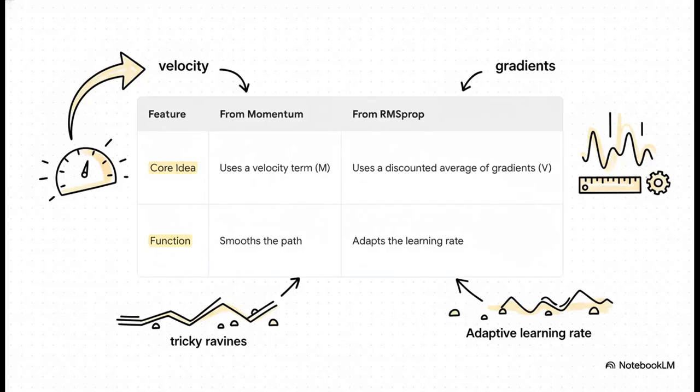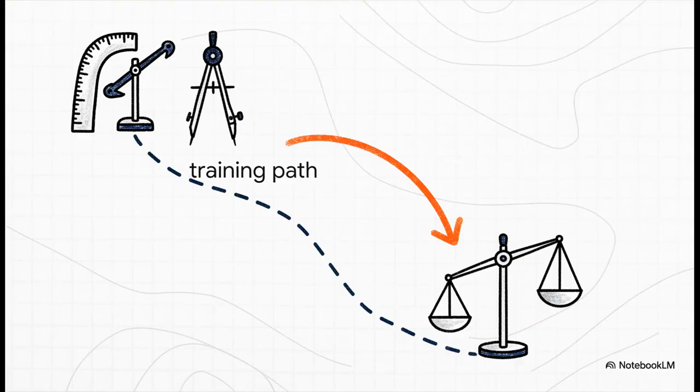Let's break that down real quick. From the momentum side of the family, it borrows that velocity idea to help smooth out the path and power through tricky spots. And from the RMSprop side, it borrows the whole adaptive learning rate concept, using that discounted average to tweak the step size for every parameter as it goes. And for a final little bit of polish, Adam also includes this clever bit of math called bias correction. All this really does is help make sure that the estimates it's using for velocity and step size are accurate right from the get-go, in the very early stages of training when it hasn't seen much of the landscape yet.